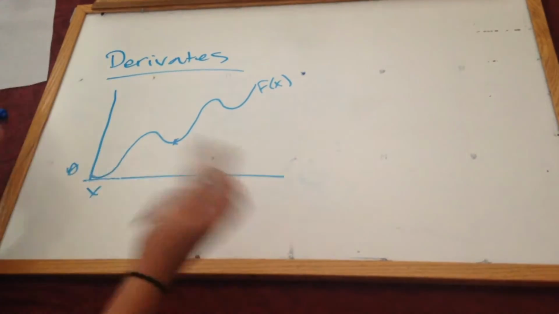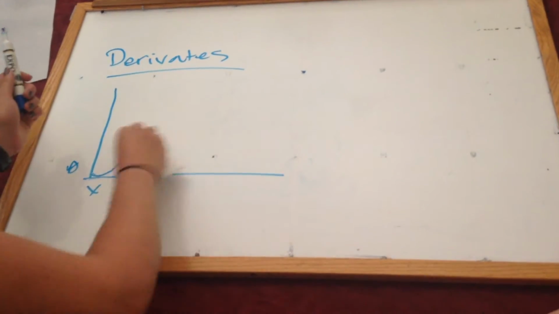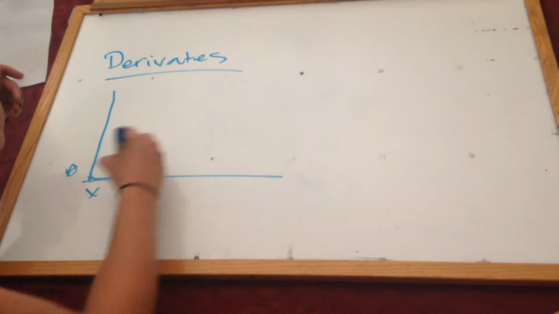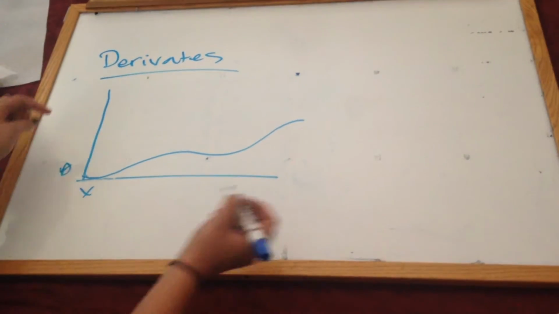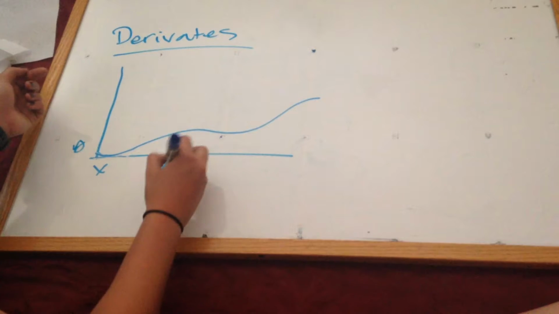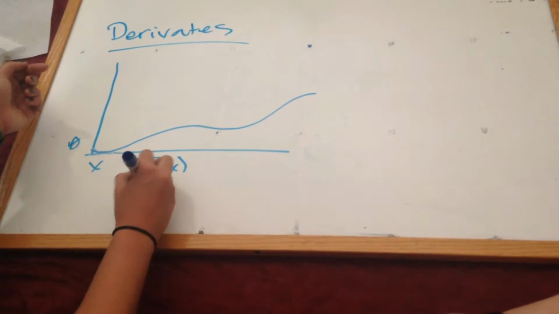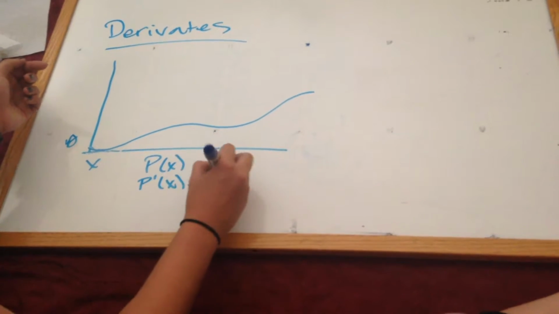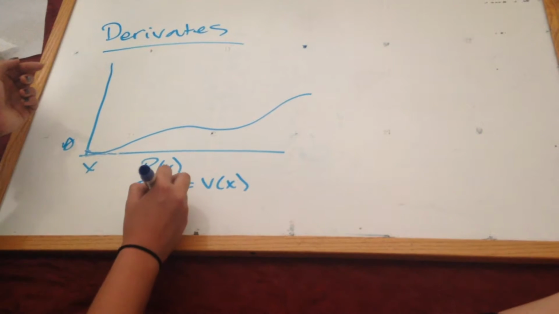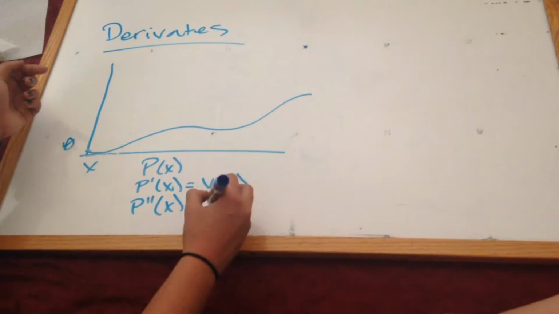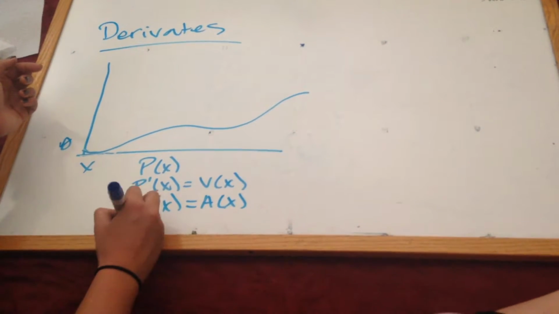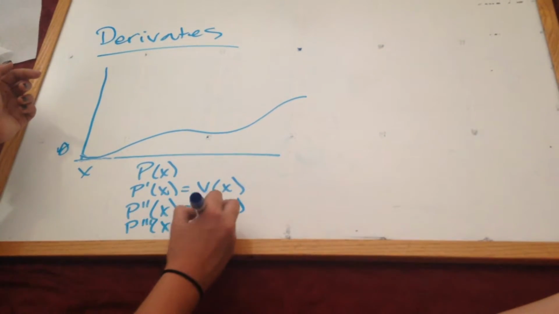These third derivatives are not really useful for this, but they can tell you a lot about particle behavior. And if a particle is moving like this, this would be a position graph. The first derivative, or p prime, would be equal to the velocity, the second derivative would be equal to the acceleration, and the third derivative would be equal to the jerk.